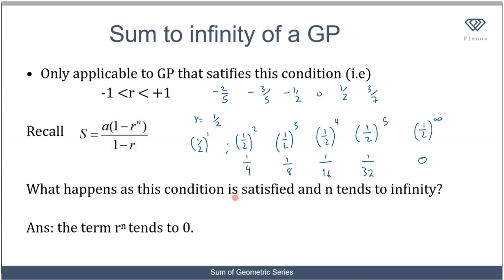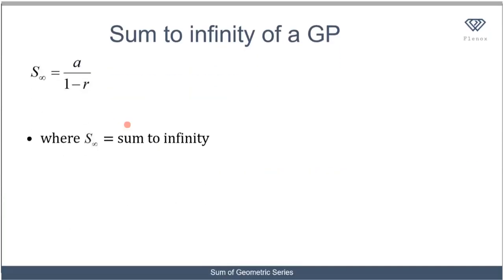So what happens as this condition is satisfied and n tends to infinity? The term r raised to the power n tends to 0, if r is between minus 1 and 1. So if r raised by n tends to 0, we can replace the r raised by n term with 0, and that becomes S to infinity equals a over 1 minus r. So the sum to infinity of a geometric progression is given as a over 1 minus r, where a is the first term and r is the common ratio.